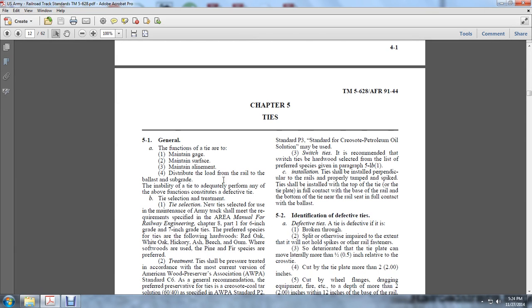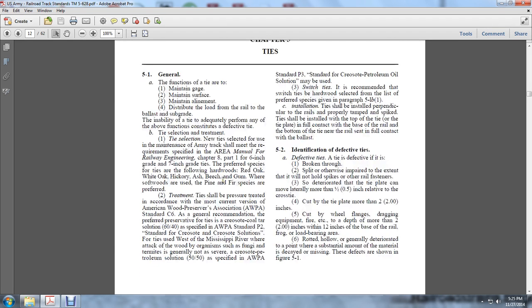Tie selection. New ties selected for the use and maintenance of Army track shall meet the requirements specified in the AREMA Manual for Railway Engineering, Chapter 8, Part 1, for 6-inch grade and 7-inch grade ties. The preferred species of ties are the following hardwoods: red oak, white oak, hickory, ash, beech, and gum. Where softwoods are used, pine and firs are preferred. Treatment shall be pressure treated in accordance with the most current version of the American Wood Preservers' Association (AWPA) standard C6.